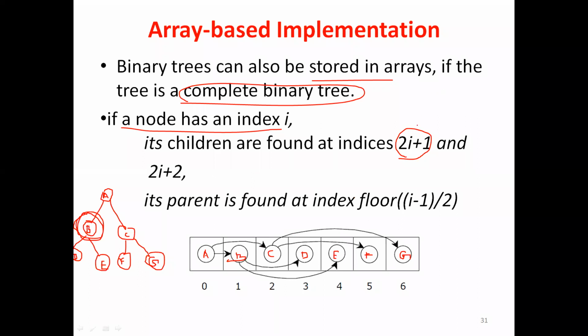I am applying 1 to I. 2 times 1 plus 1 is 3. So 2I plus 1 is the left child, and 2I plus 2 is the right child. Who is the left child? D. That is equal to 3, so the left child is at index 3. That's what is written here.